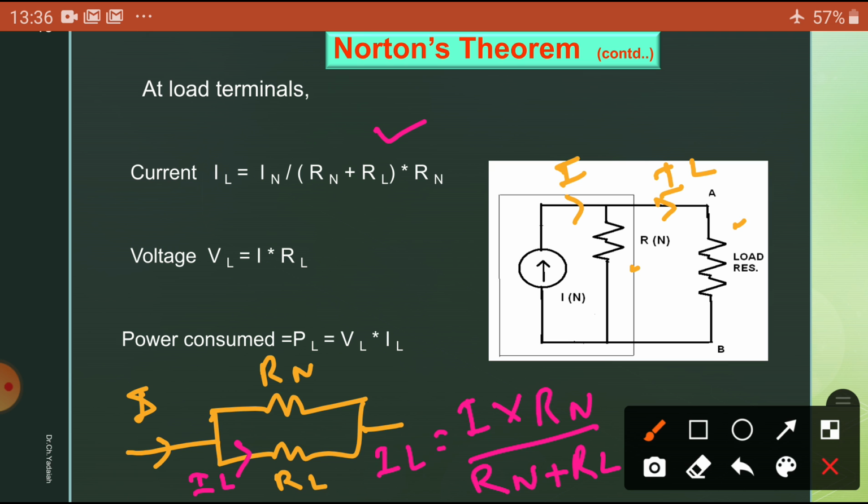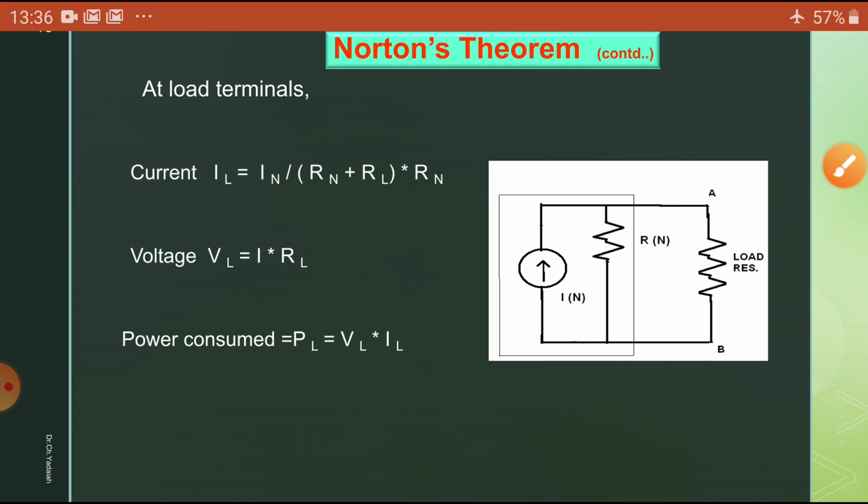Okay, simple. And VL. So VL, we know the IL and RL, so we can simply write V equals I into RL, so we are going to get this VL. Okay, power consumed, power is equal to VL times IL. We know the VL, we know the IL, then we are going to calculate this also. Okay, dear students, how easy it is. Okay, please do the problems and enjoy the problems also.